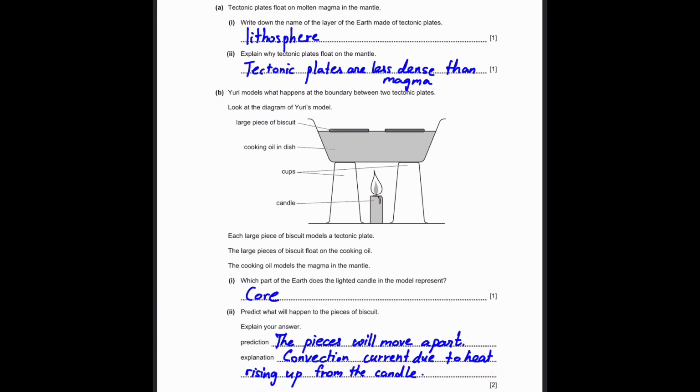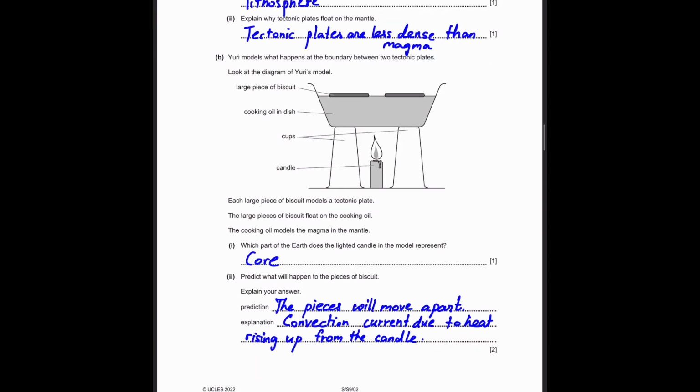You do not have to write it like this. You can also explain convection current a bit. It's not that you have to write exactly what I have given over here. There's quite a few ways to write it. That's the answer. Part 3.